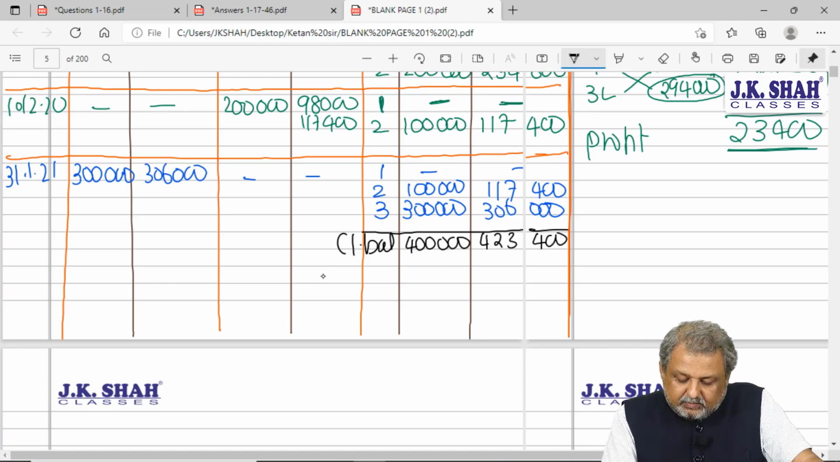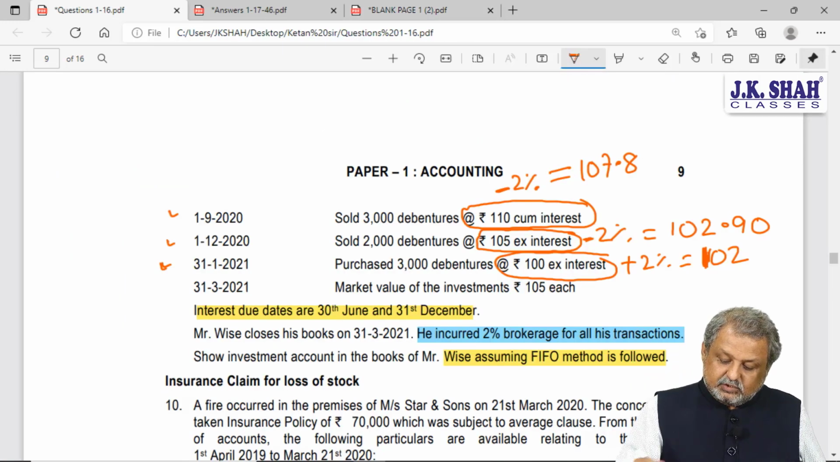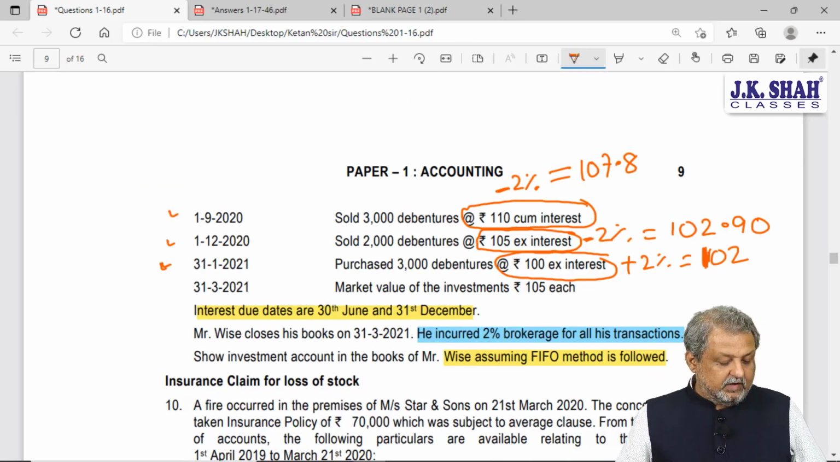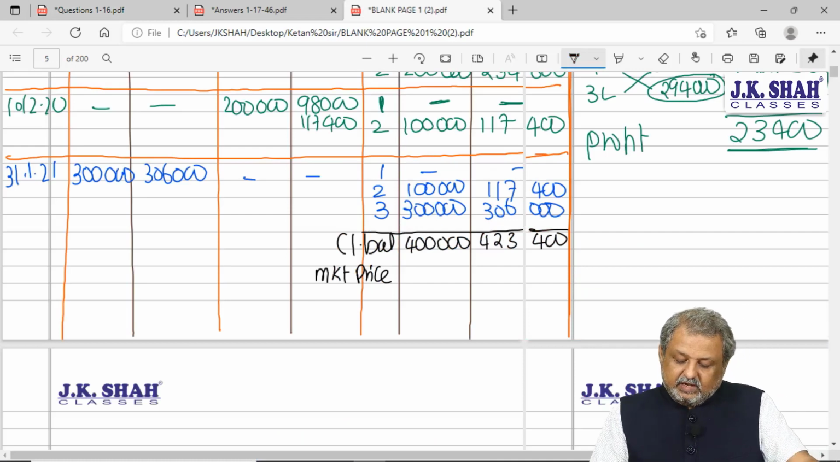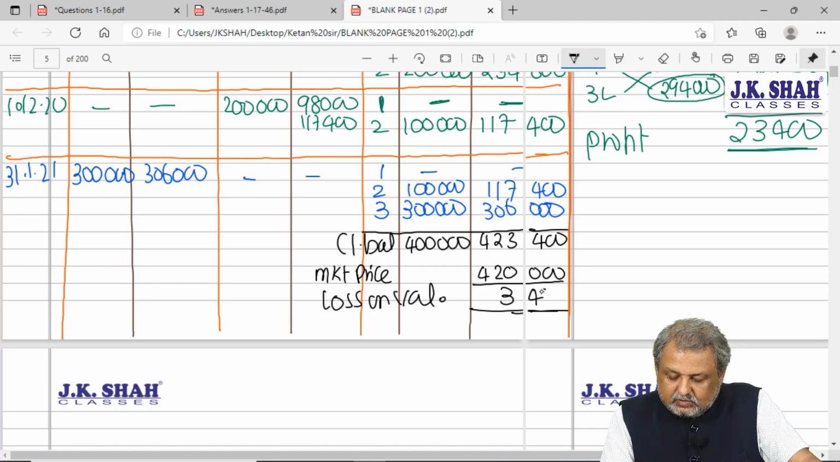But the market price of the debenture is given as 105. So 4,000 into 105, 4,20,000. So there will be loss on valuation, 3,400.